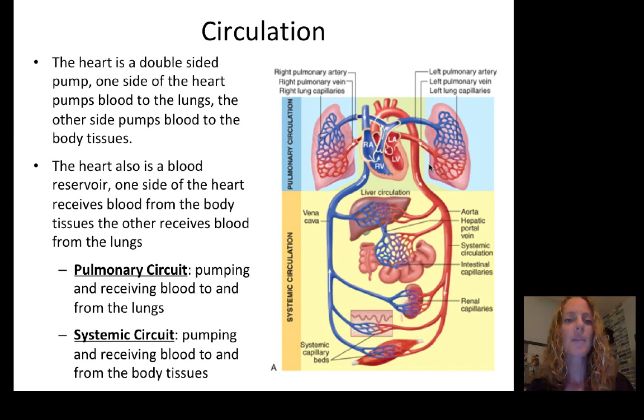The heart is a double-sided pump. One side of the heart pumps blood to the lungs. The other side pumps blood to the body. The heart is also a blood reservoir. One side of the heart receives blood from the body, and the other receives blood from the lungs. If you combine the reservoirs and the pumping chambers, we then have 4 chambers within the heart. The chambers that go to and from the lungs are the pulmonary circuit. The chambers that go to and from the rest of the body are the systemic circuit.